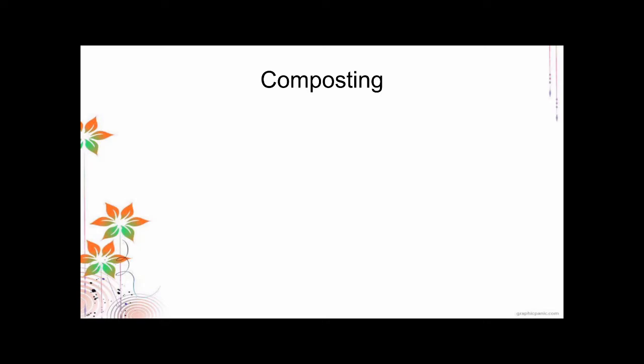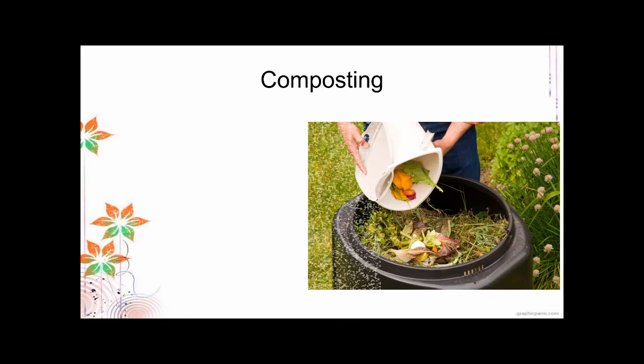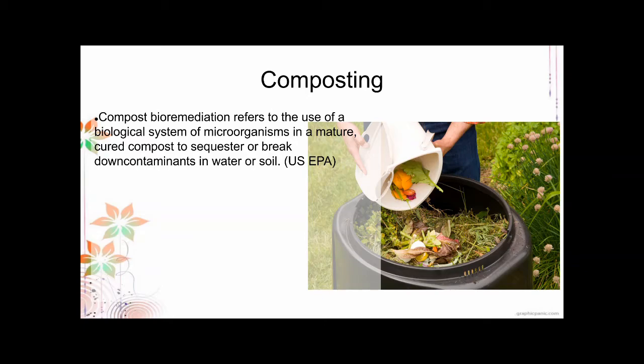And then composting, I believe you are familiar with this one. Composting refers to the use of the biological system of microorganisms in mature, cured compost to sequester or break down contaminants in water and soil. You can do homemade composting from kitchen waste. You need a cured compost starter, which contains the microorganisms that you need to process your compost.